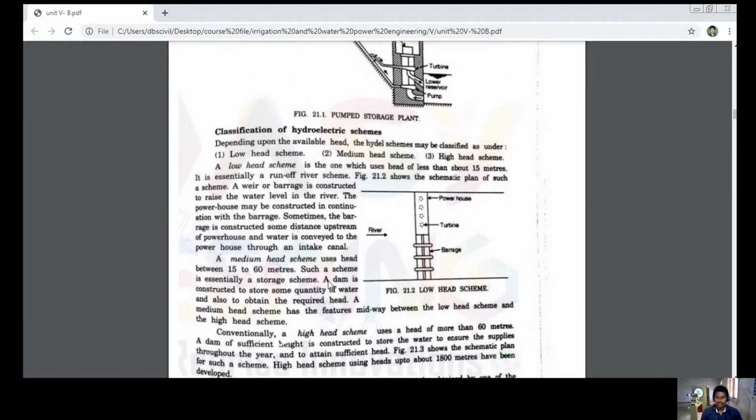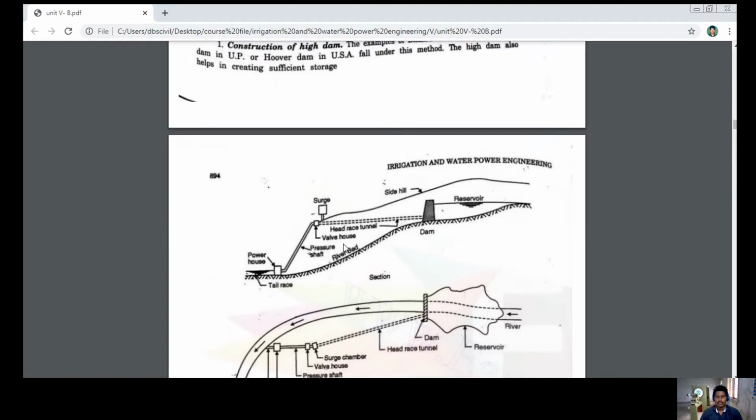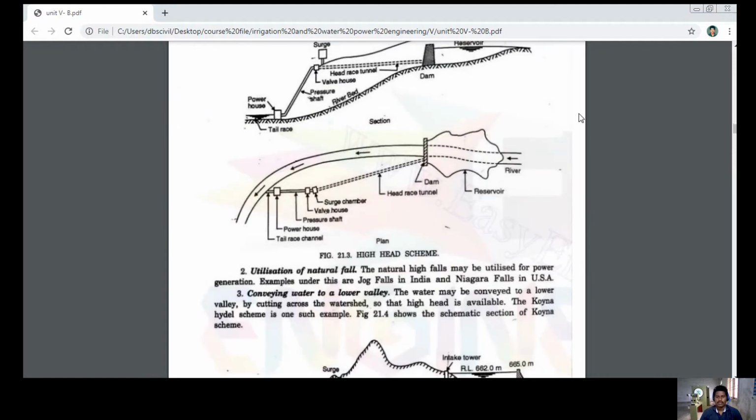Next, classification of hydroelectric scheme. We know mainly it runs with the help of hydroelectric scheme, and we have seen what those are. They are low head scheme, medium head scheme, and high head scheme. This is the high head scheme.